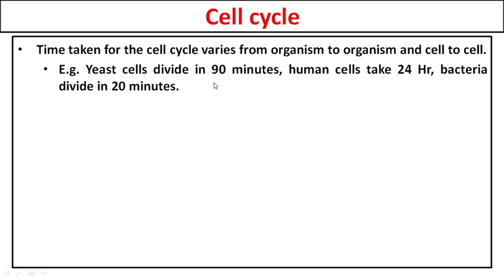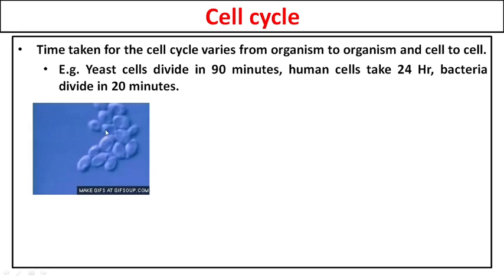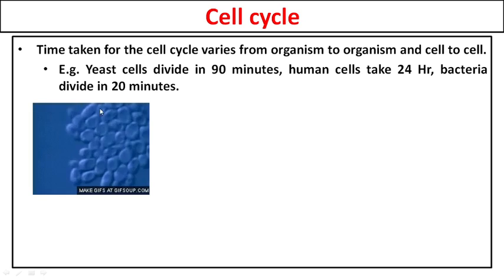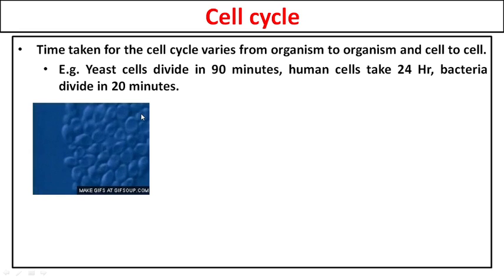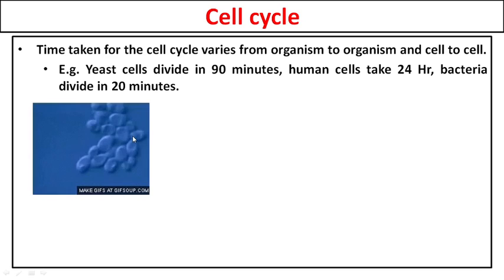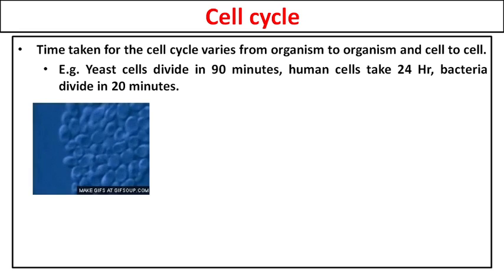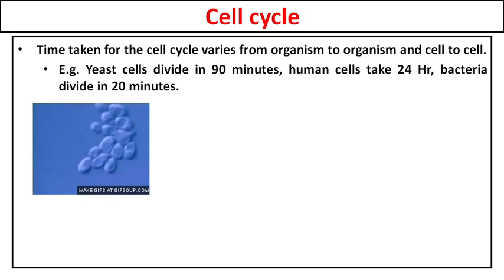Yeast cells divide in 90 minutes. In 90 minutes a yeast cell will divide into two. Here you can see these are the yeast cells and they are dividing. Can you see a bud coming off, and now you have two cells. So a yeast cell, which is a unicellular eukaryotic cell, a protist, takes about 90 minutes before it can divide. A human cell can take up to 24 hours or even more. So for humans it takes 24 hours for a cell to divide and become two.